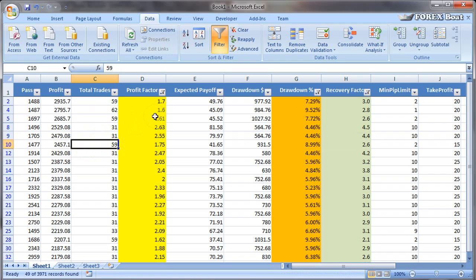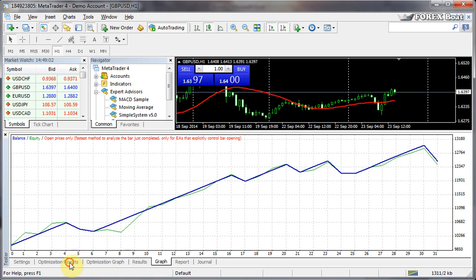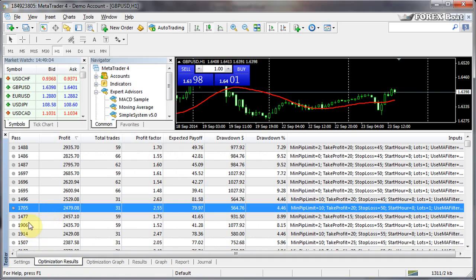let's have a look. For example, this one kind of stands out, just as an example that it is not the top one, but it does have a profit factor more than the top one. It does have a relatively small drawdown, a good recovery factor above 2, and it still has a high number of trades. So let's look at that one. We just have to remember the pass. It's 1477. Now if we go back to MetaTrader 4 to optimization results, there it is.